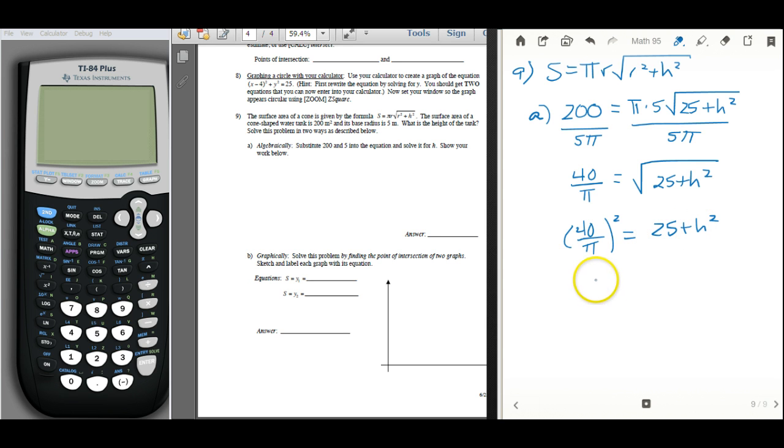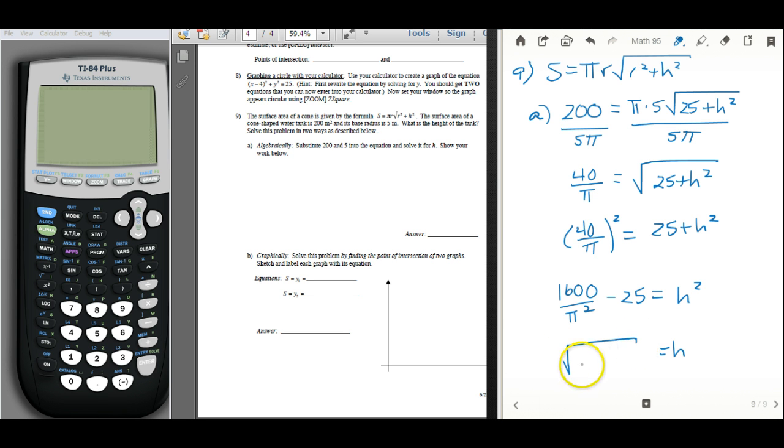And then I can subtract 25 to get the h squared all by itself. And I can work out this square also, by the way. That's 1600 over pi squared minus 25 equals h squared. And to get the h by itself, I just have to use the square root. So I get h is equal to, usually we would do plus or minus, but because h is a height, the minus doesn't make any sense.